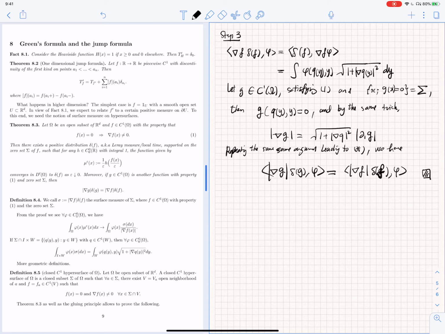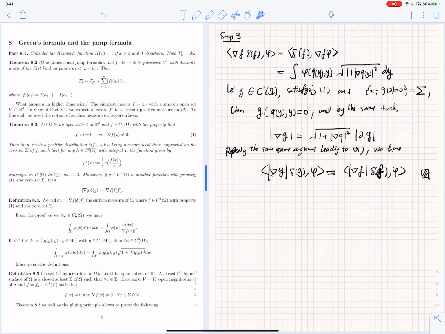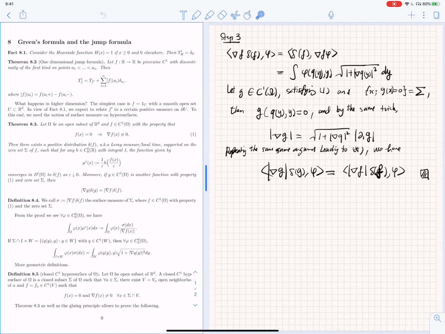Okay, so this is a very important result. It actually says that we can define a measure. This measure will not depend on the precise C1 function that we choose. It depends only on Q, the Q function that we find in the implicit function theorem. And this Q is intrinsic with respect to the hypersurface, that is the zero set of this function f.